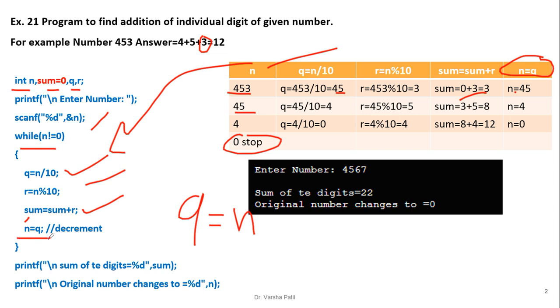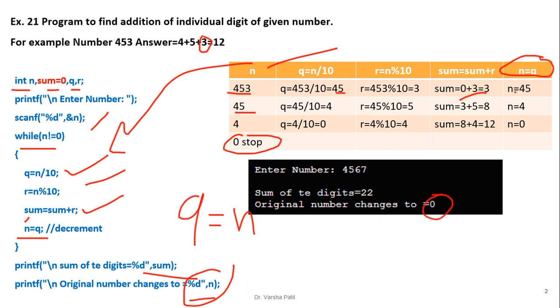So n equal to q means whatever the modified value of q is will be assigned to n, and in this way n decrements. This loop will continue until n is equal to 0. When n becomes 0, it will come out of the loop, and then it will print the value of sum. And I have shown what the value of n is when you come out of the loop. The value of n when you come out of the loop is 0.